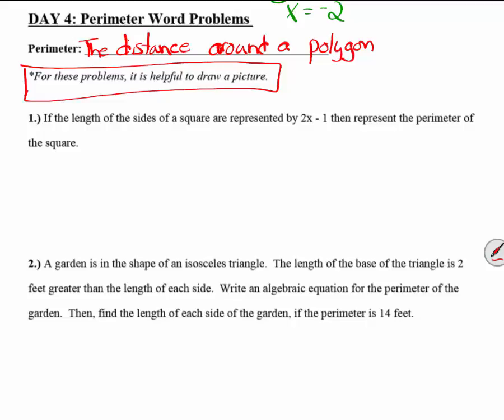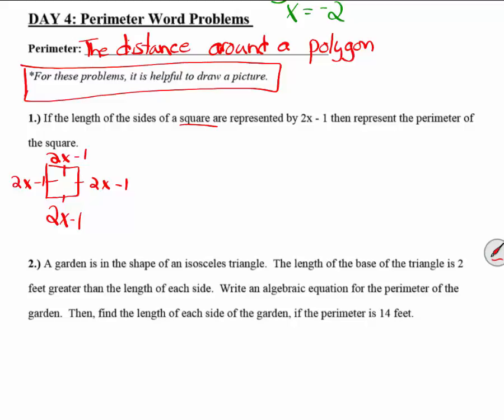So it tells us that if the length of the sides of a square, so we're talking about a square, well, we know in a square that all the sides are going to be the same. So if 2x minus 1 is one of the sides, that means it's 2x minus 1 for all of the sides. What do they want us to do? Represent the perimeter of the square. So for the perimeter, I have to add up all of those sides. This one isn't asking me to write an equation or write a let statement. We're just trying to get you used to looking at these.